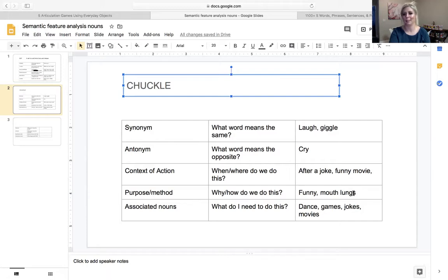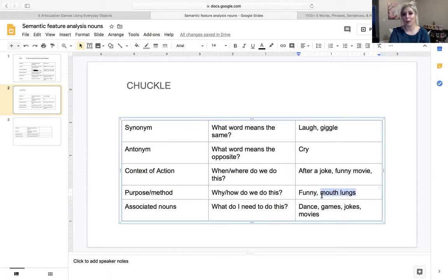So I think I definitely helped out with this one. Like, what body parts do we need to do this? Your mouth, your lungs. Why do we chuckle? Because something is funny. And then associated nouns. What do I need to do this?